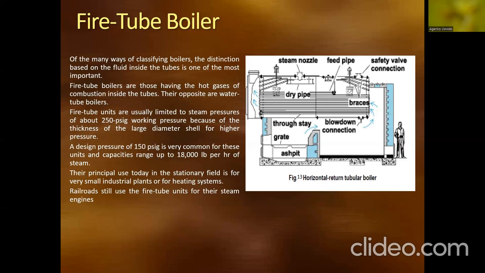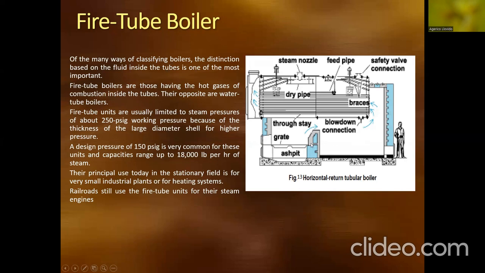Ayan. Of many ways of classifying boilers, the distinction based on the fluid inside the tube is one of the most important. So, fire tube boilers are those having the hot gases of combustion inside the tubes. Ito sa figure, this is a horizontal tubular. Horizontal return. Diba doon? Yan. Tapos bumalik dyan. So, yan ang horizontal return niya.